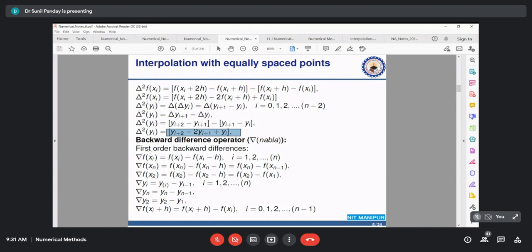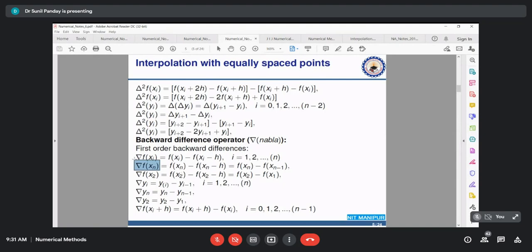In the same way, we have another operator known as the backward difference operator, and we denote it by nabla. This is the notation to represent nabla. And then we ask, what is the first order backward difference? The first order backward difference is this one: nabla of f of xi is equal to f of xi minus f of xi minus h.